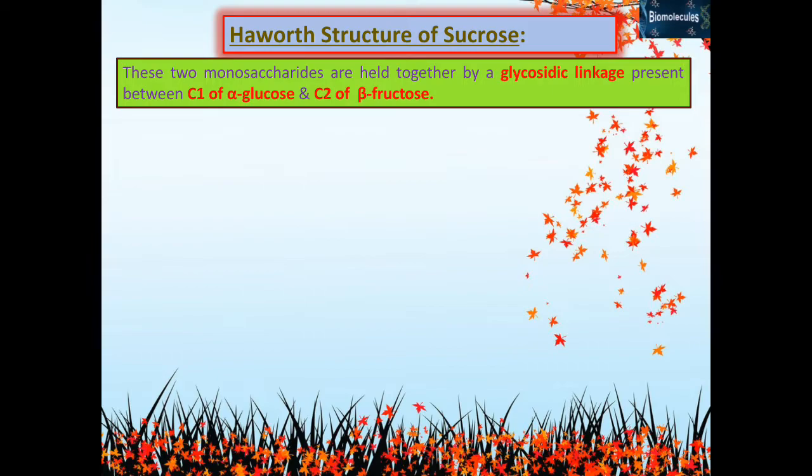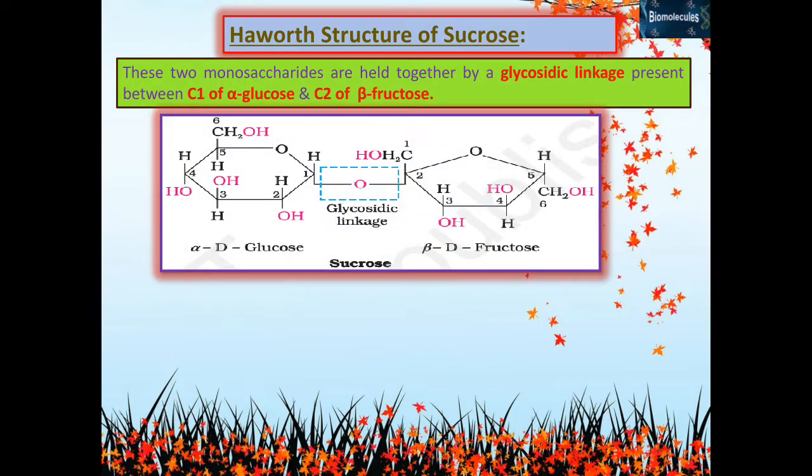Then how to write the Haworth structure? These 2 monosaccharides are held together by a linkage called a glycosidic linkage or glycosidic bond, which is present between C1 of alpha glucose and C2 of beta fructose. Look here, in this structure what I have written, 2 monosaccharides alpha D plus glucose and beta D minus fructose, are written side by side. You need to write in such a way that carbon number 1, the red mark you can see, carbon number 1 of glucose and carbon number 2 of fructose lie side by side.